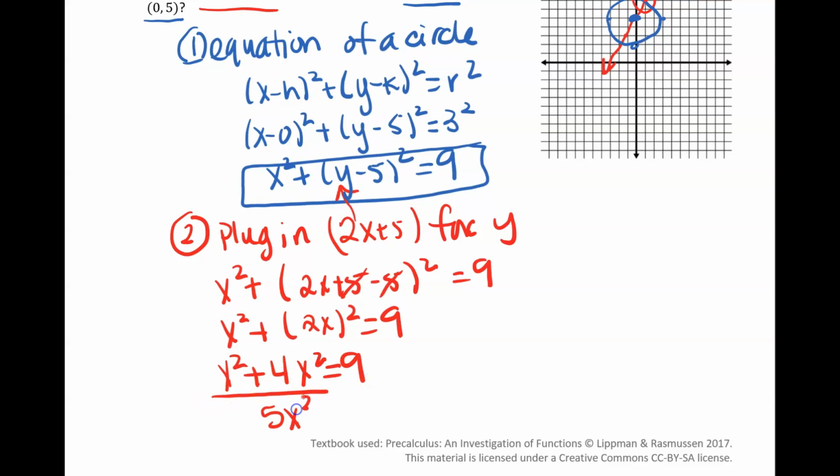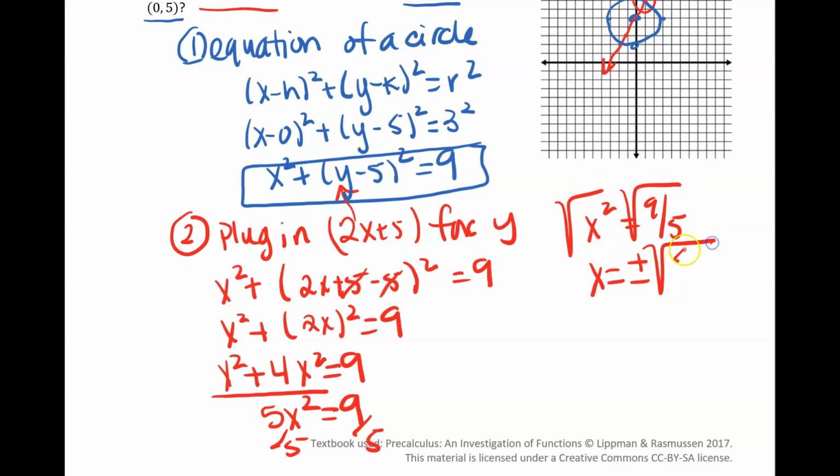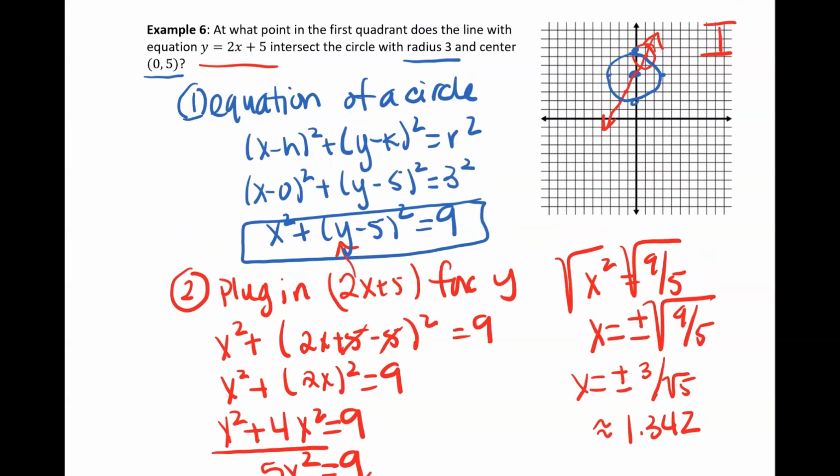Combine like terms. And so plugging in that value, we now have it all the way down to a variable x that we can solve for. So divide both sides by 5. That gives you x squared equal to 9 over 5, and then square root. So x is equal to plus or minus the square root of 9 over 5. So x equals plus or minus the square root of 9, which is 3, over the square root of 5, or approximately 1.342. Now they wanted us to find at what point in the first quadrant does the line intersect it.